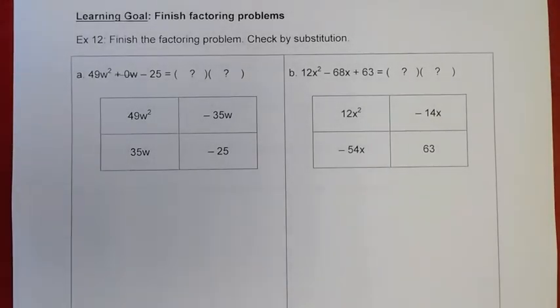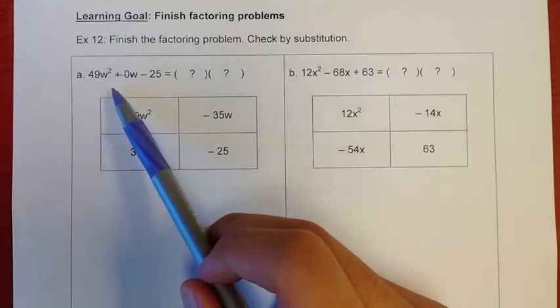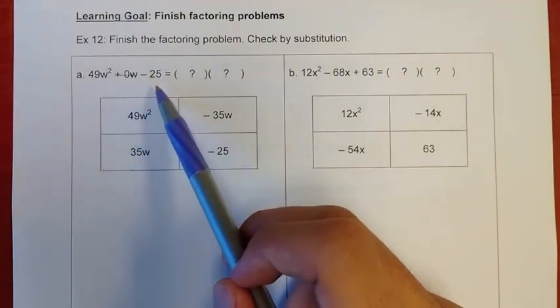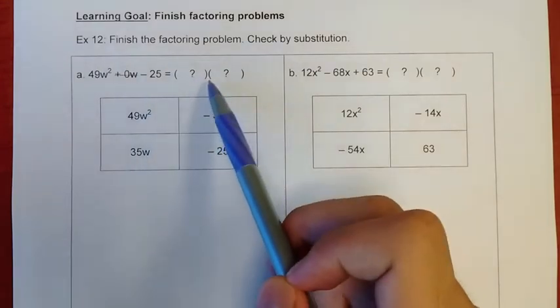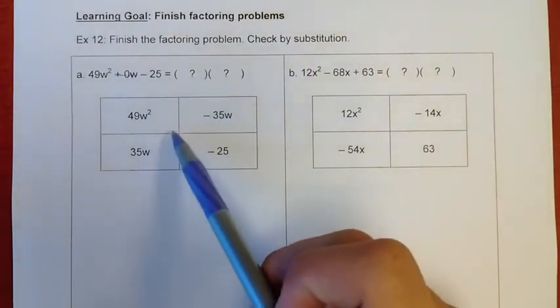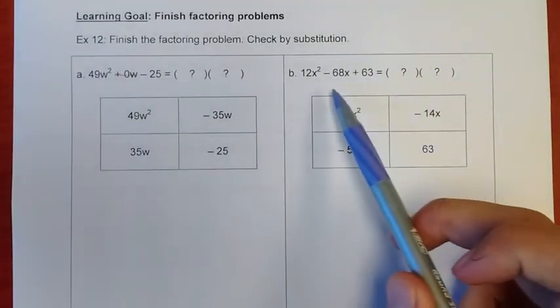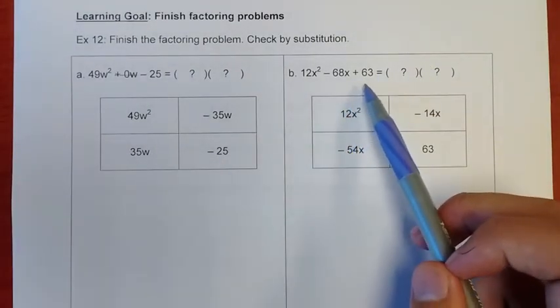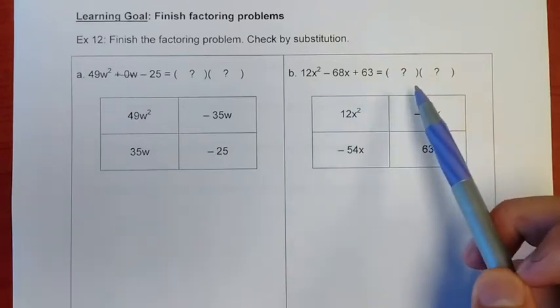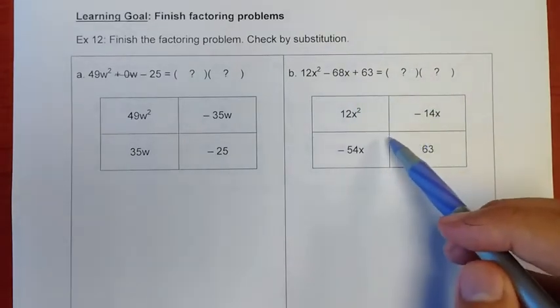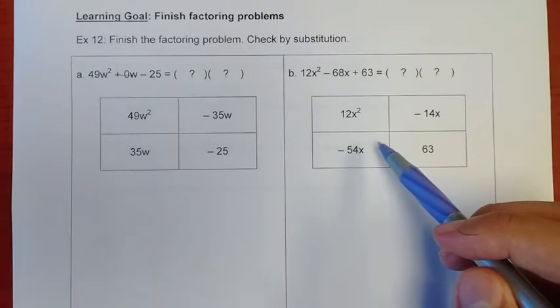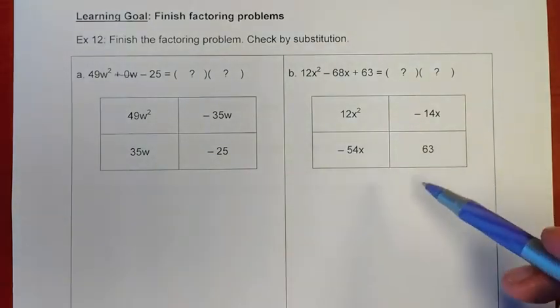So these next two examples you should try on your own. We have to finish the factoring problem and also check by substitution. So 49w squared plus 0w minus 25 is equal to two unknown factors, but we're given the area rectangle once again. And for part B, we have 12x squared minus 68x plus 63 with two unknown factors and a completed area rectangle. Go ahead and pause the video and try these two on your own.